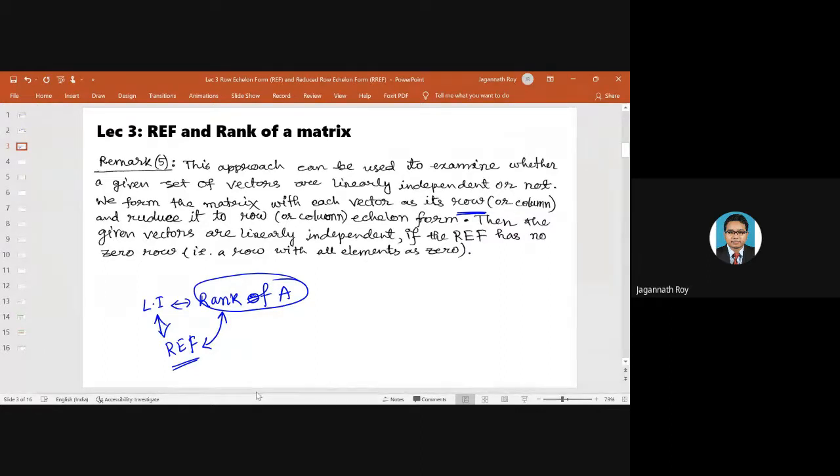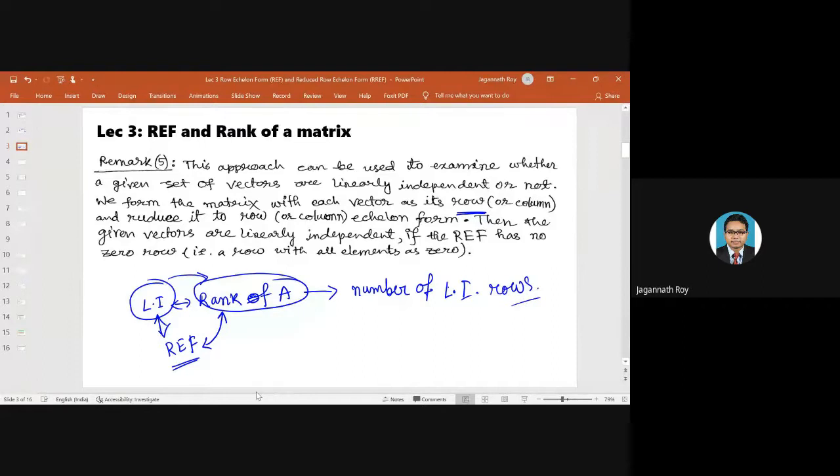From linear independence, we defined the rank of a matrix as the number of linearly independent rows. You can say columns also, but whenever you speak, speak for one, not together, either rows or columns.